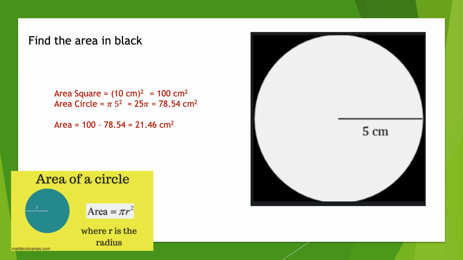Okay, next, area of a circle. Area of a circle is going to be pi times the square of the radius, right? Area is pi r squared. So that's pi times 5 squared, which is 25 pi, which is 78.54 square centimeters. Now I take that and I subtract it from the 100 and I get 21.46 square centimeters. So in this case, because I wanted the black, which was part of this big outside figure, I actually subtracted off the inside figure.